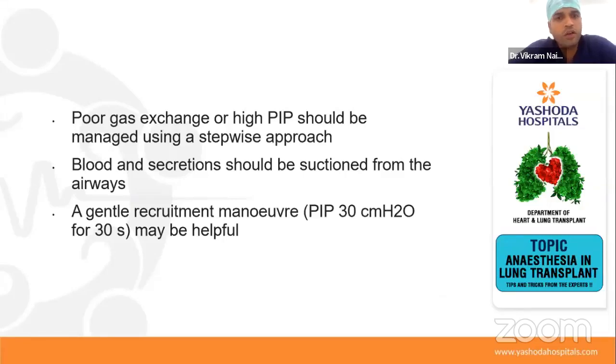Look out for any other issues, any mechanical cause of obstruction like an endotracheal tube block or a kink, and any other cause of high PEEP, and do a thorough suctioning. Bronchoscopic guidance is ideally advised. Thorough suctioning of blood and secretions and a gentle recruitment to recruit all the lung lobes, with a PIP of 30 centimeters for 30 seconds, may be helpful.